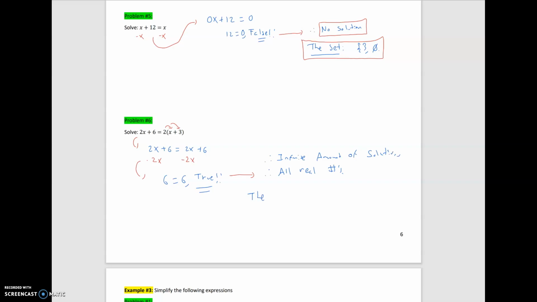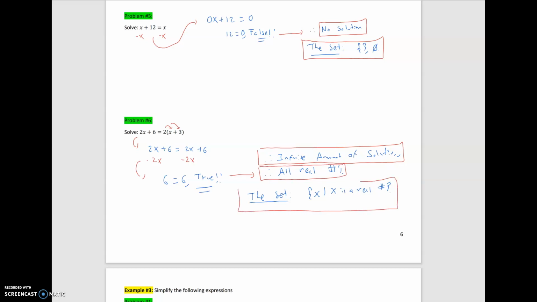If it wants the set, this will be the set of x's such that x is a real number, which actually means that x is any number on the number line. So you can express it as the infinite amount of solutions, all real numbers. It all depends on what it's asking. If it wants a set, then it's going to be the set of all real numbers.